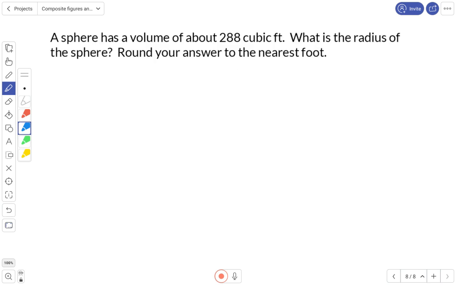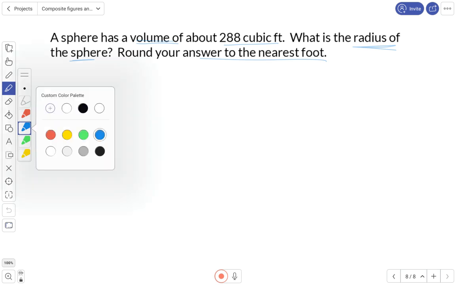All right, last example. This one is talking about a sphere. It says the sphere has a volume of about 288 cubic feet. What is the radius of the sphere? Round your answer to the nearest foot. Okay, so same steps. First thing, oh, my pen's not working now.